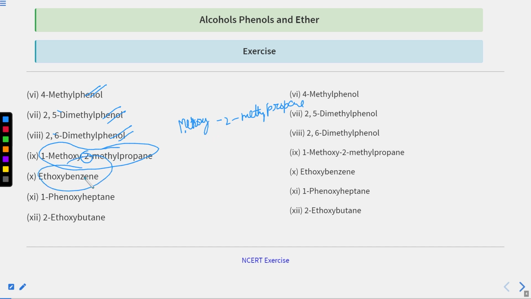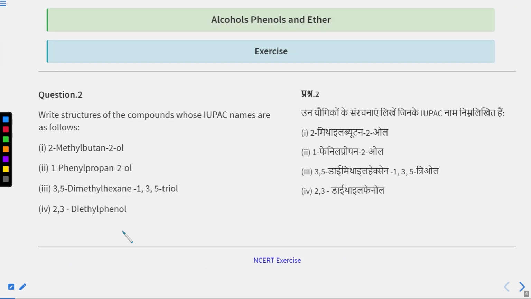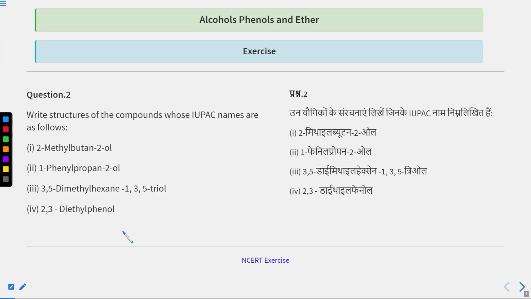This one is ethoxybenzene. We have seen this. This one is 1-phenoxyheptane. Okay. This is 2-ethoxybutane. So the structure we were confused in was this compound. Okay, it was 1-phenoxyheptane. Next we have 2-ethoxybutane. So we are done with the first question. Second question. So we have to write the structure whose IUPAC names are given.